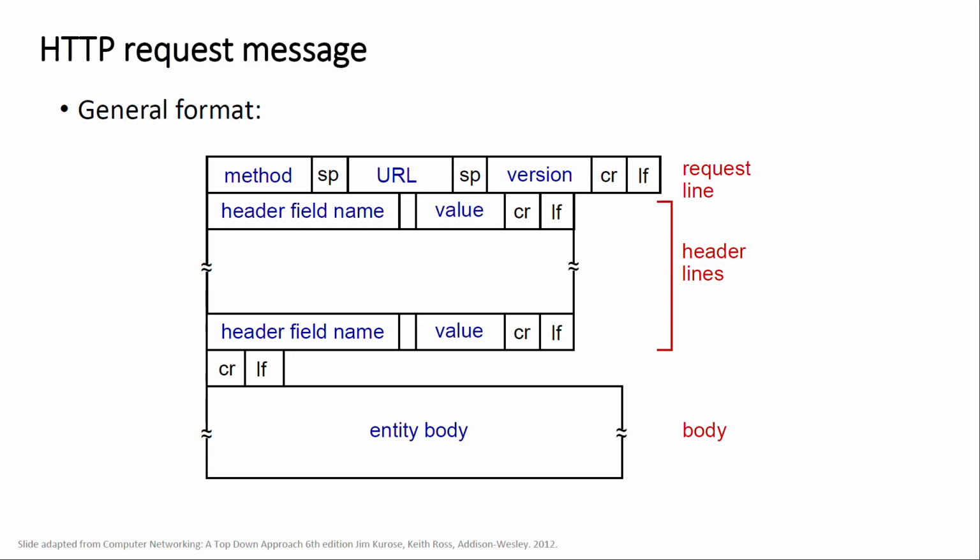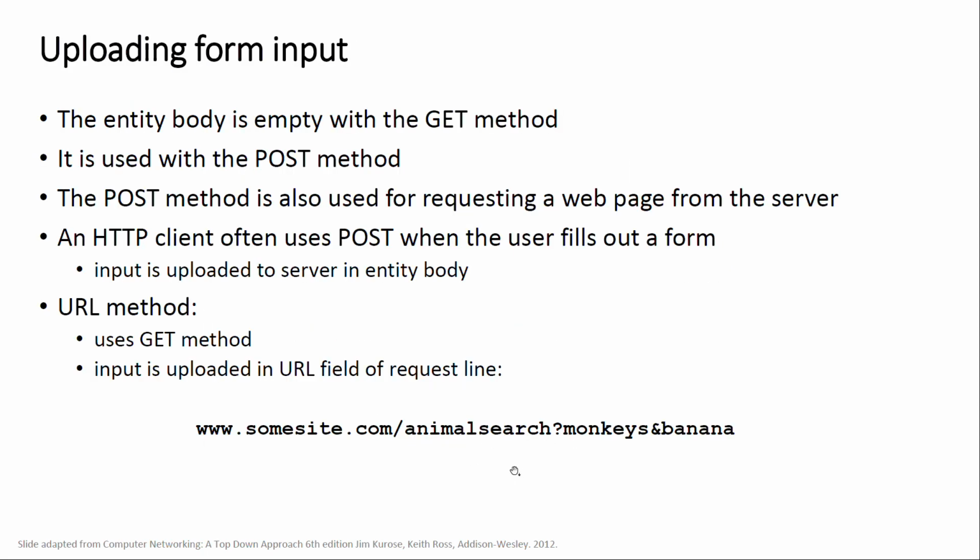So the general format of an HTTP request message is as follows. You put the method here, URL, version. This is your request line. Then you have headers and their values. And at the end you have the message body. If you are using a GET command, since you are requesting something, you don't have anything to send, so you don't have an entity body there. As it is also mentioned, the entity body is empty with the GET method because you are requesting something.